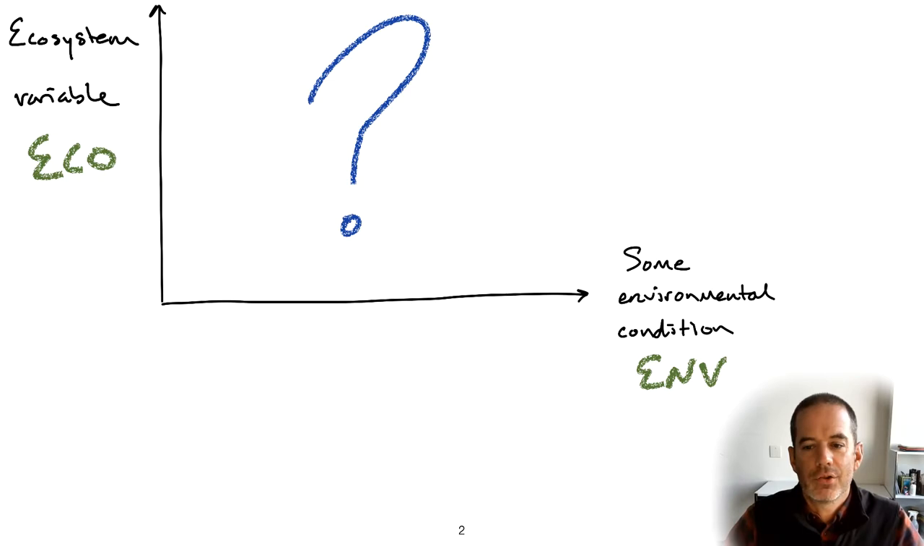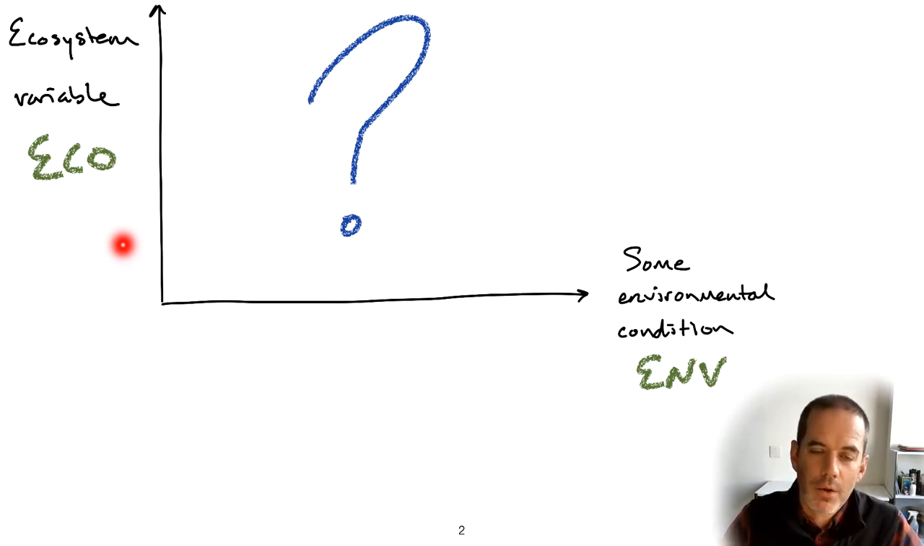This is the relationship that I guess keeps me up at night. What is the relationship between some environmental variability on the x-axis, like temperature, and some feature of an ecosystem? That'd be on the y-axis here. It could be population size, community structure, net primary production. It could even be the trait of an individual organism. What is this relationship looking like?